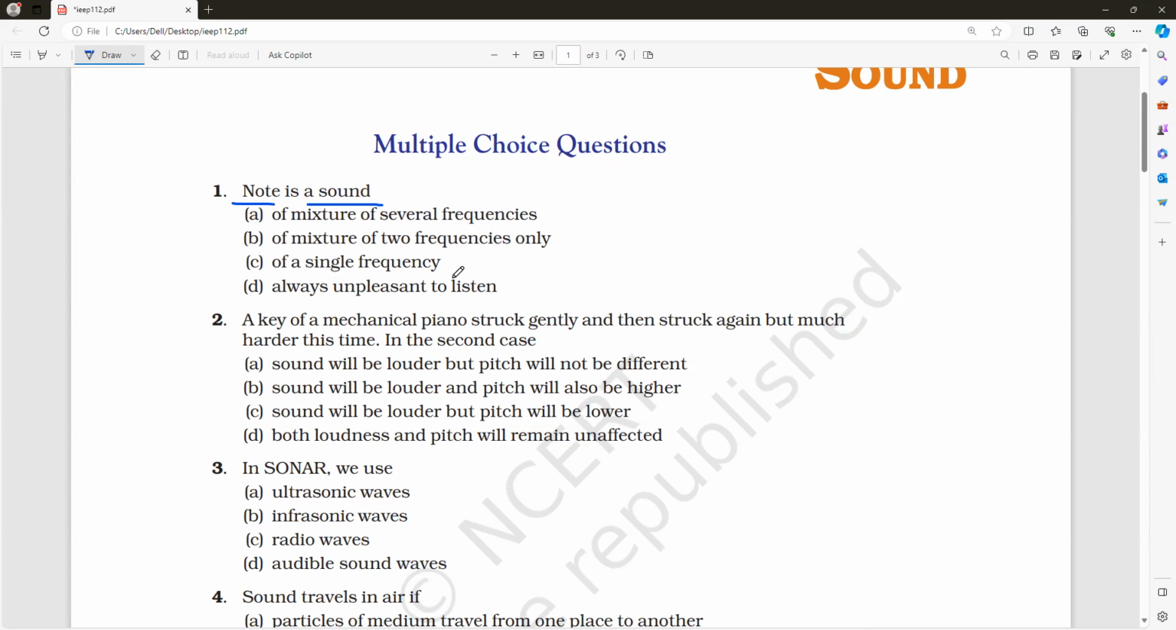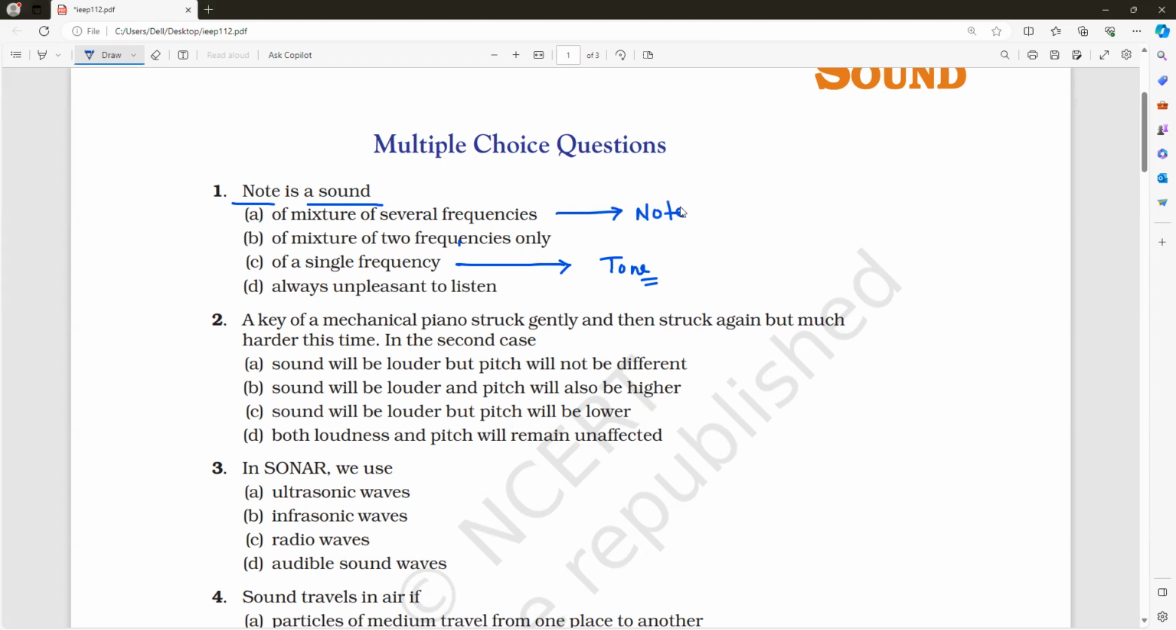While we were studying quality, we studied this, and your NCERT book also has it. A single frequency is known as a tone. A musical instrument produces a sound of several frequencies, which is called a note. A sound of a single frequency is called a tone. And a mixture of several frequencies, like from a musical instrument, is called a note.